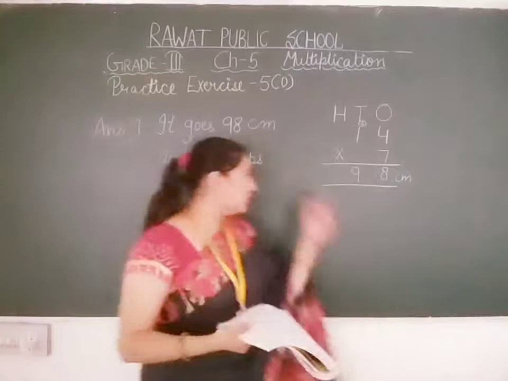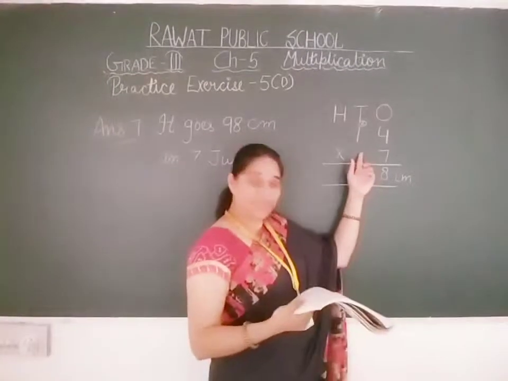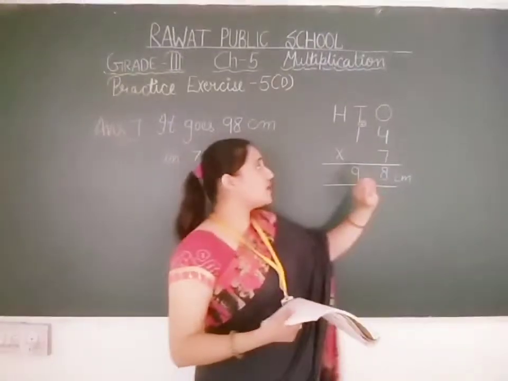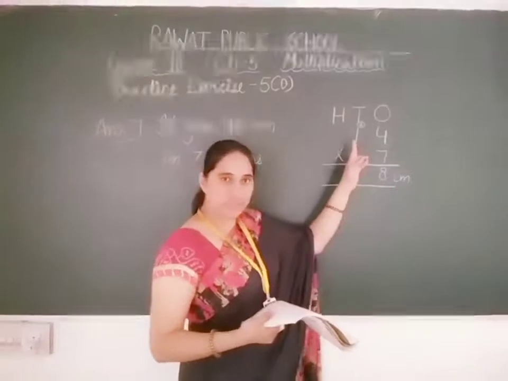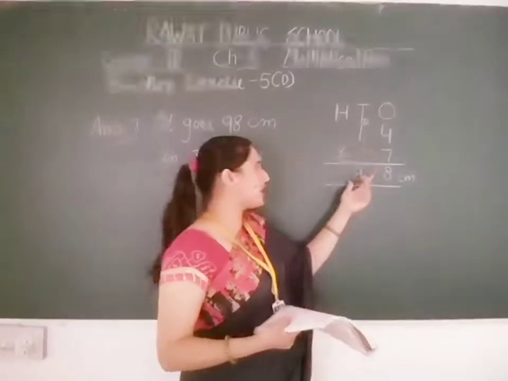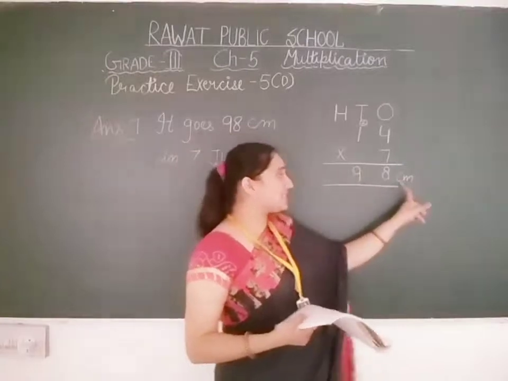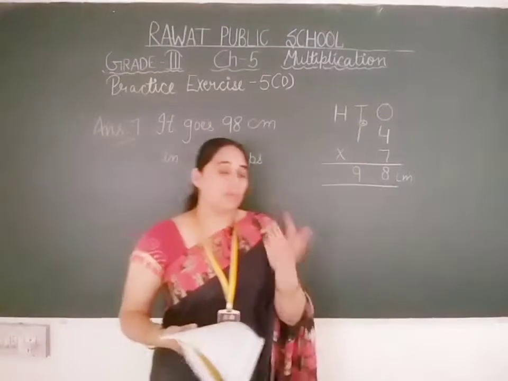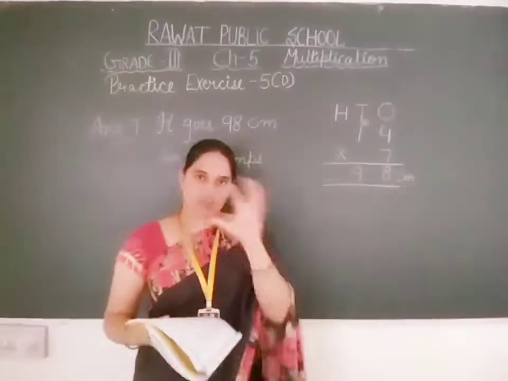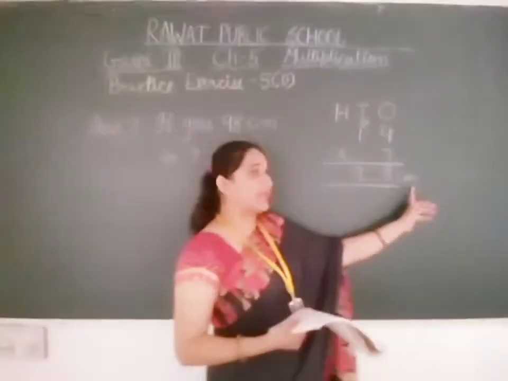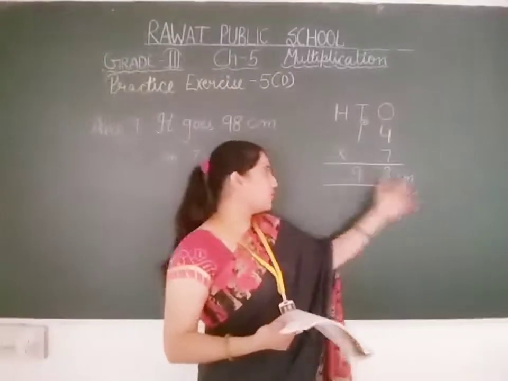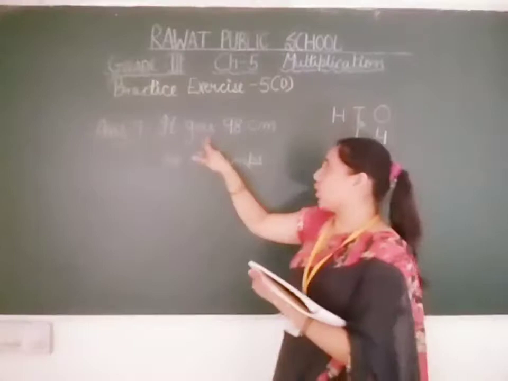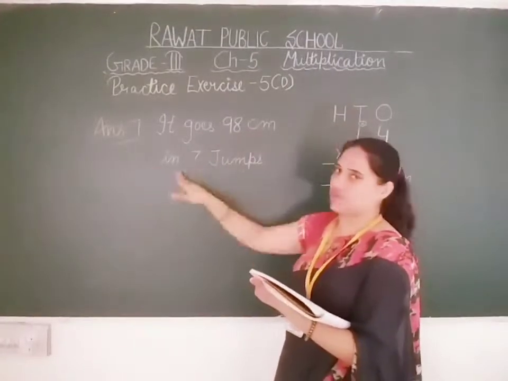What we have to do, first of all, is write down 14 centimeters and then 7 jumps. So 7 4s are 28. So 8, carry 2 on the tens place. 7 ones are 7 plus 2 becomes 9. We have to write centimeter here also because we are measuring length. When we are measuring length, money or any other thing, we have to write the particular unit here also. So 98 centimeters in all. The language should be, it goes 98 centimeters in 7 jumps.